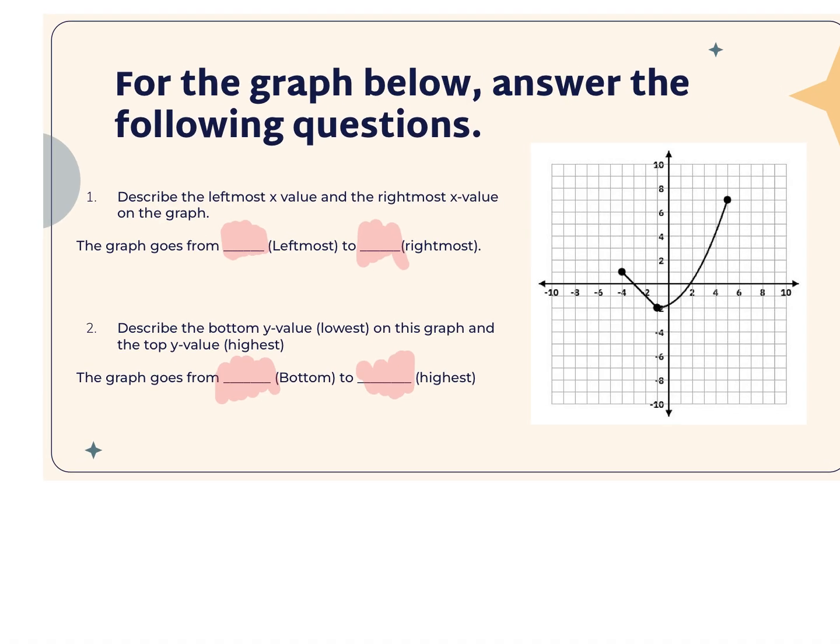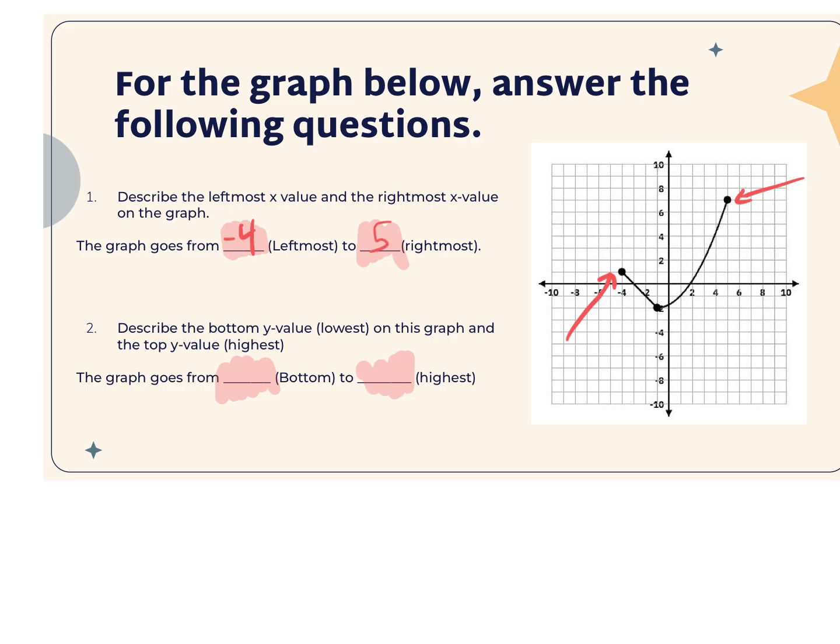So when we describe the leftmost x value and the rightmost x value on a graph, we're trying to find the leftmost or the furthest left value. In this case, I'm going to draw an arrow to it. That is the x value of -4. So the furthest x value to the left is -4, and then the largest x value, the rightmost x value, is 5.